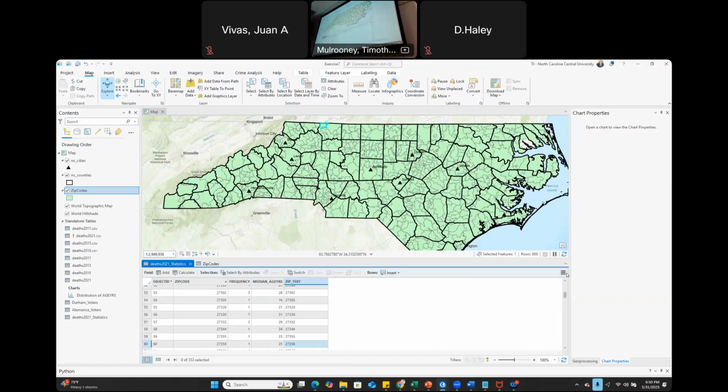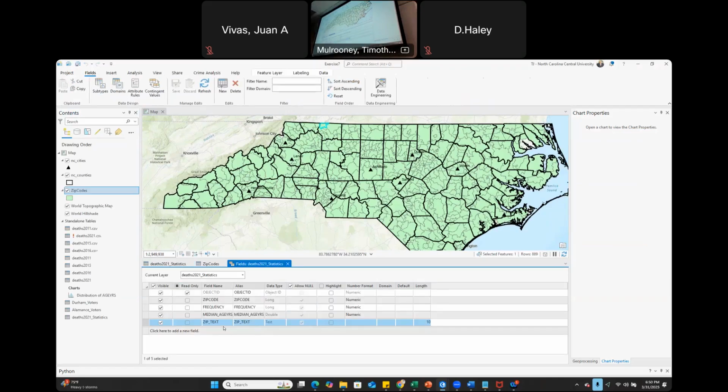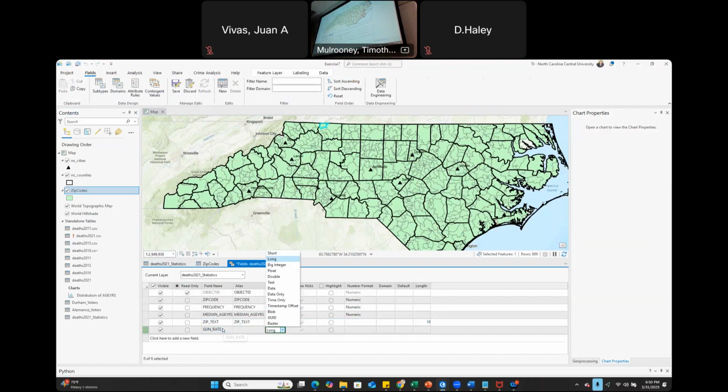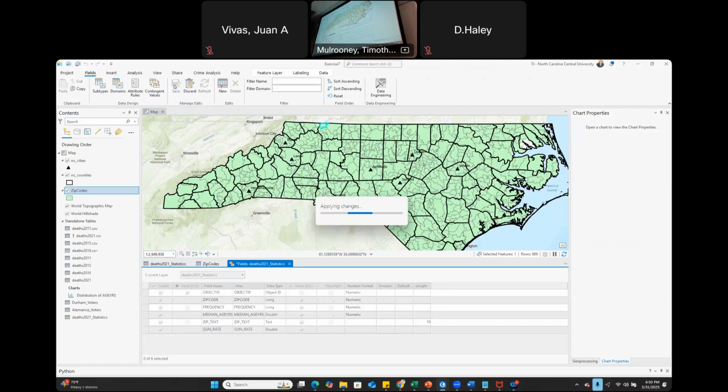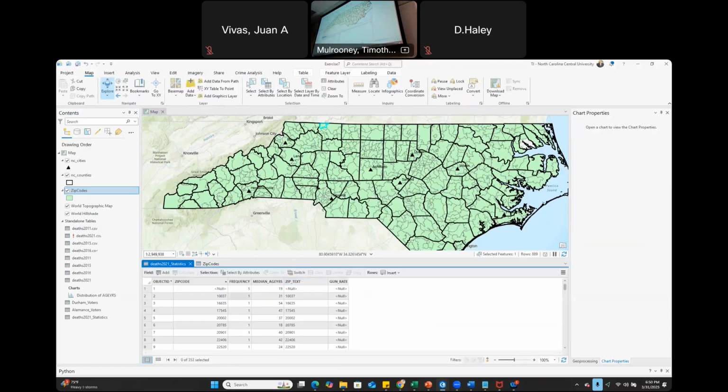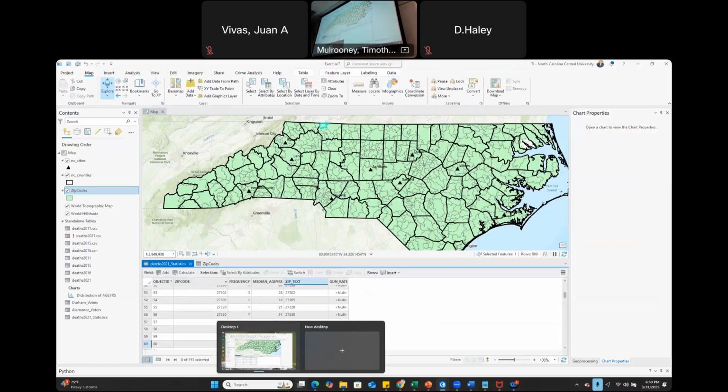Just for the heck of it, you know what I'm going to do? I'm going to do a field view, and I'm just going to type in the word gun rate, because aren't we going to want to compute the gun rate at some point in time? There we go. Just for later, we got gun rate. So I got my zip text, my gun rate.